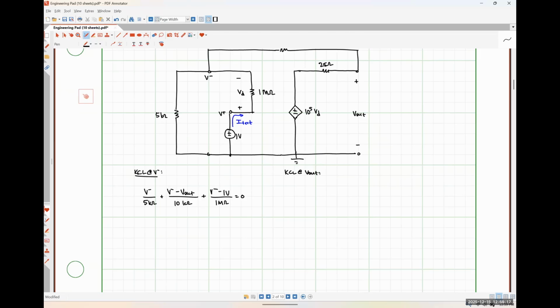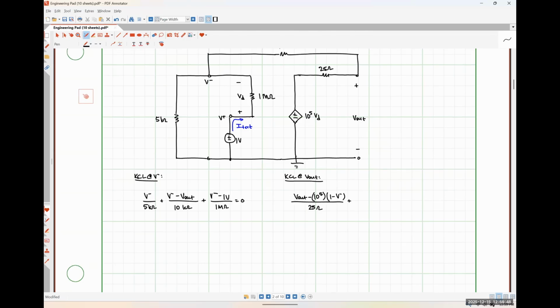Applying KCL at the output node. Now we're only going to have those 2 terms to take care of. So the current flowing to the left through R out is V out minus 10 to the 5 times 1 minus V minus, all over 25 ohms. And the current flowing through the feedback path is going to be V out minus V minus over 10 kilo ohms is equal to 0.